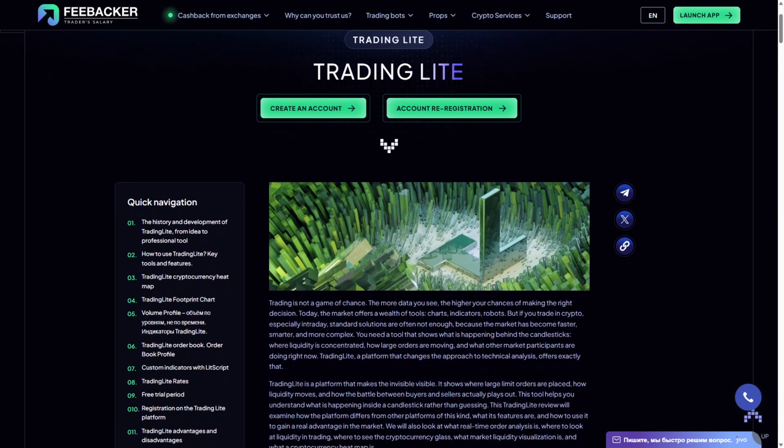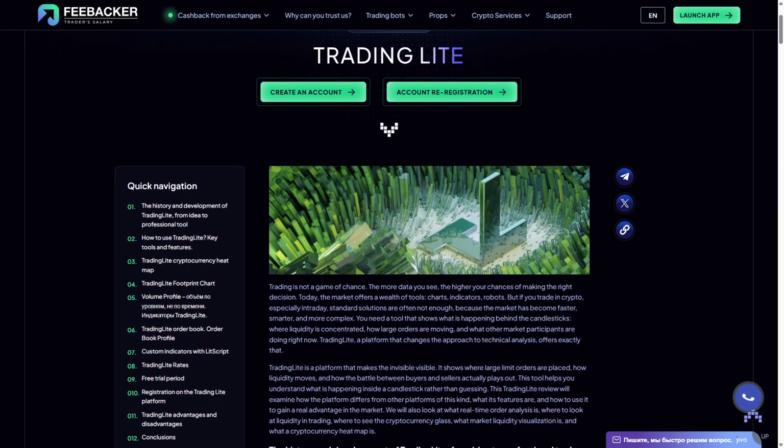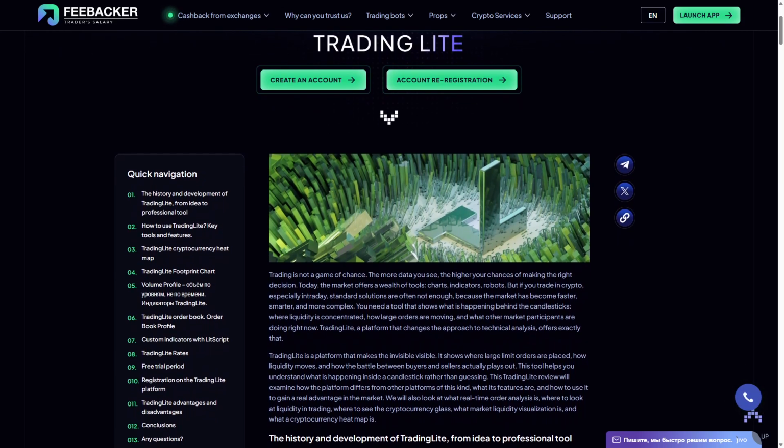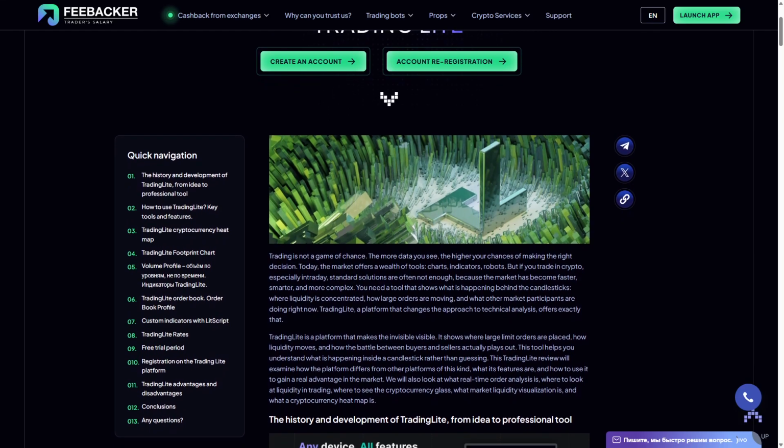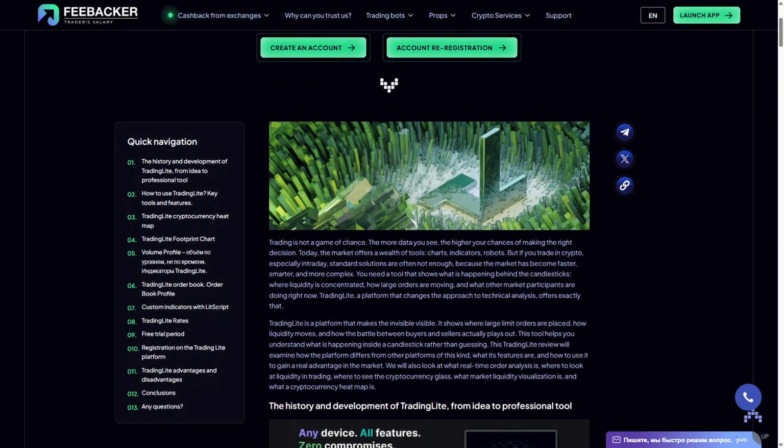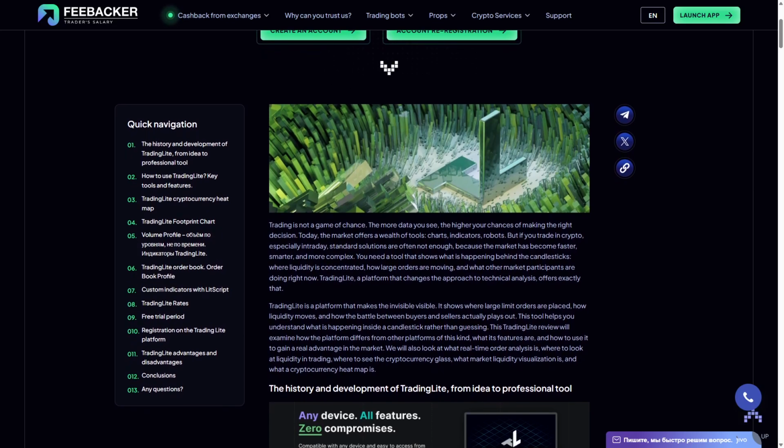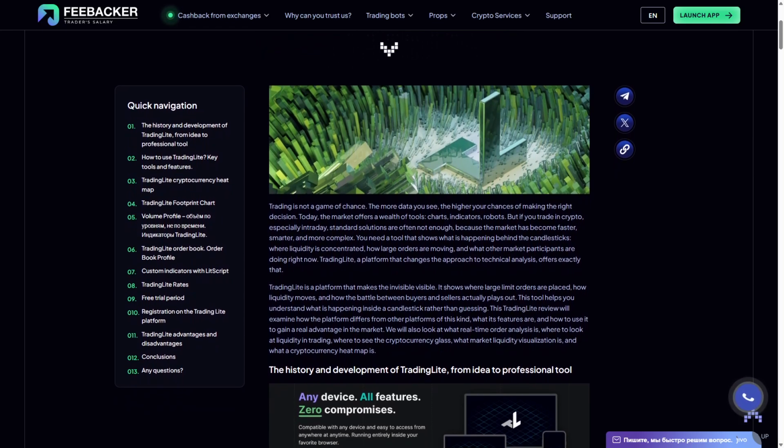Strengths of TradingLite include its intuitive interface, customizable settings, and the ability to overlay volume profiles directly on price charts. It supports a variety of futures markets and integrates well with popular trading platforms.